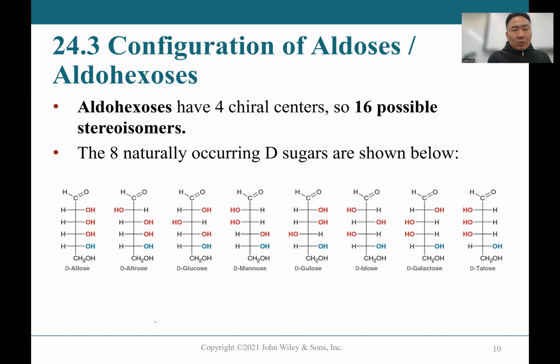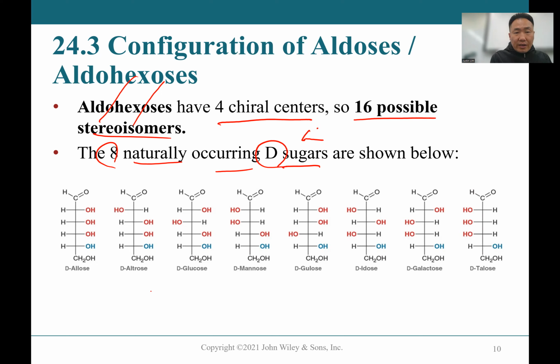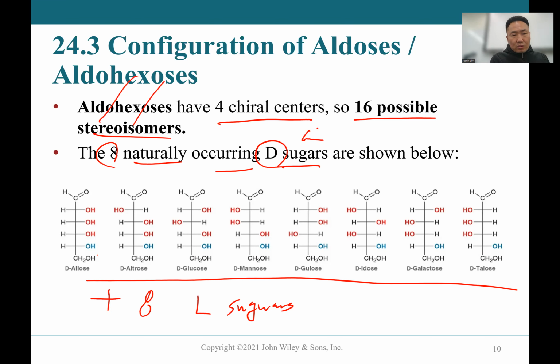And you see aldohexoses, 6 carbons, have 4 chiral centers. 16 possible stereoisomers. The 8 naturally occurring D sugars and then 8 L sugars also. Total 16 possible stereoisomers.